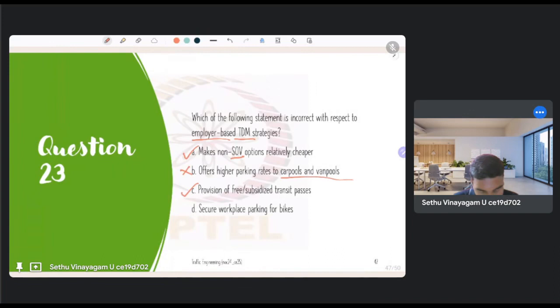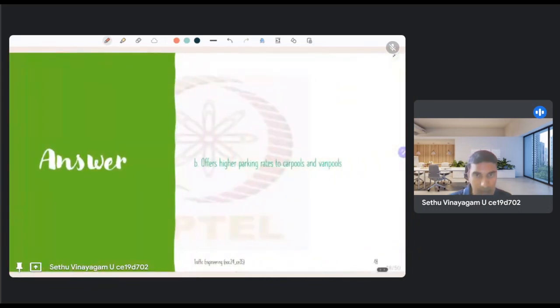And D, secure workplace parking for bikes. This is also a right option, because bikes here refers to bicycles, right? So a non-motorized form of transport. By having a guaranteed place for parking at the workplace, people will be more willing to bring their bikes, because they can find parking for it for sure, right? So that is also a good option for traffic demand management. These options the employer can provide for their employees, except option B, which is not a strategy that we should adopt. So B is the only incorrect strategy. So the right answer is option B.